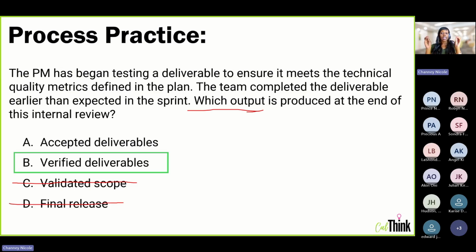Okay, so associating outputs with the process on the grid is going to help you figure out the puzzle, the kind of mystery behind the process domain.